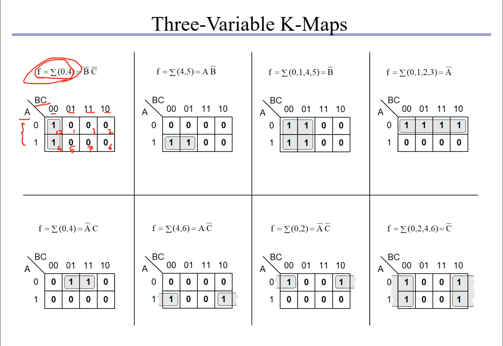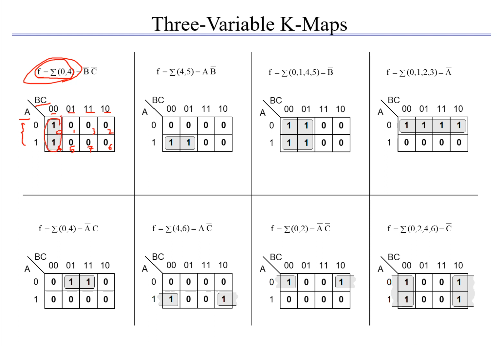Now for the given function f equal to summation of 0, 4, we have filled the cells 0 and 4 with 1. For the combination of ones in a 3 variable K map, either 1 one, 2 ones, 4 ones, or all the 8 ones can be combined, but 3 ones should not be combined. As there are 2 ones in this K map, now we are combining these 2 ones.